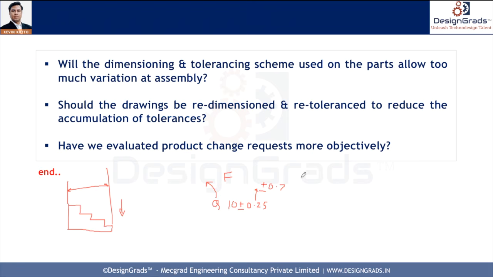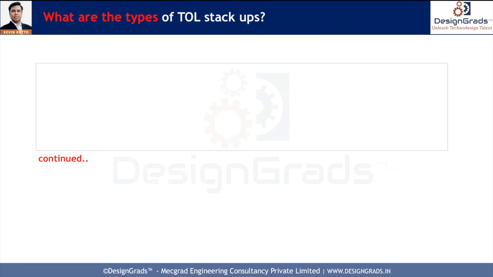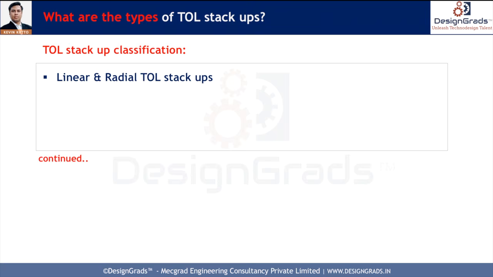There are hundreds of them, but at least now you have an idea of why tolerance stack-up analysis is so crucial. Now let's understand the different types of tolerance stack-up analysis. The first type is linear versus radial. Wherever radial dimensions or diameters are involved in your stack-up analysis, that is called a radial tolerance stack-up analysis. Whereas where non-diametrical parts and their dimensions are involved, we call it a linear stack-up analysis. Then we also have the type manual and computer assisted.